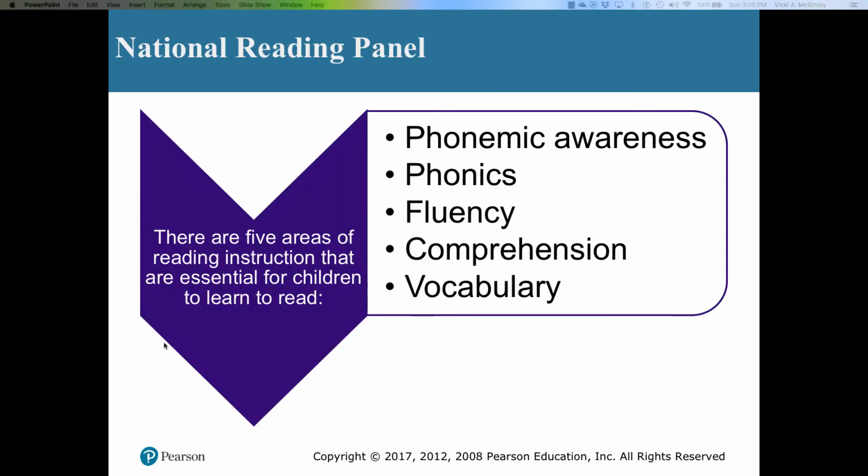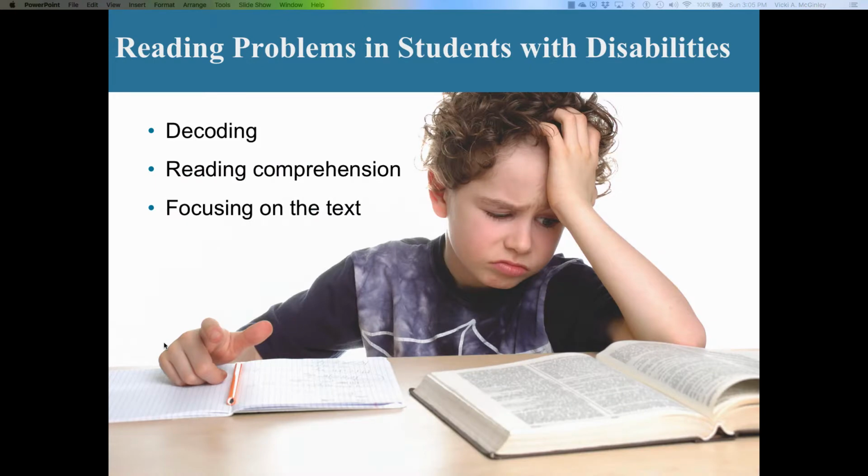The National Reading Panel, as we know, came out with a study a while ago that said we need to really focus on these 5 areas of reading instruction for children to become readers, and they're essential to focus on. So we want to be looking for technology that helps with phonemic awareness, phonics, fluency, reading comprehension, and vocabulary. So for some children with disabilities, they're going to have difficulties in decoding words. Certainly in comprehension, because they're struggling so hard to read a word or to be fluent, and also focusing on the text.